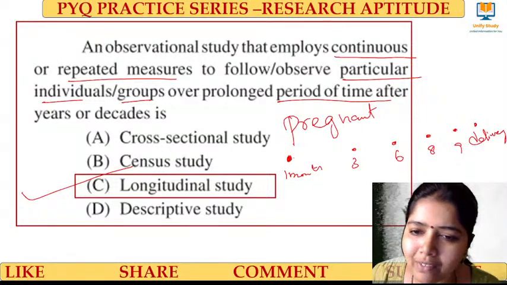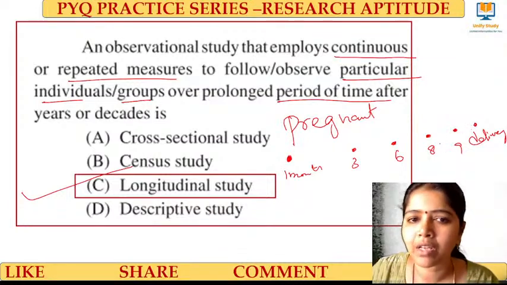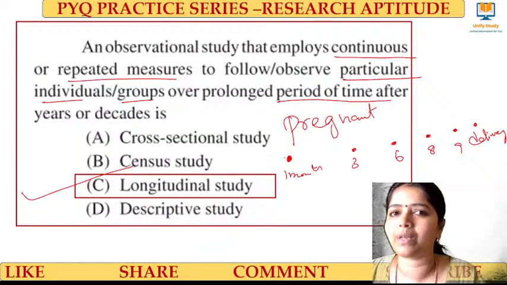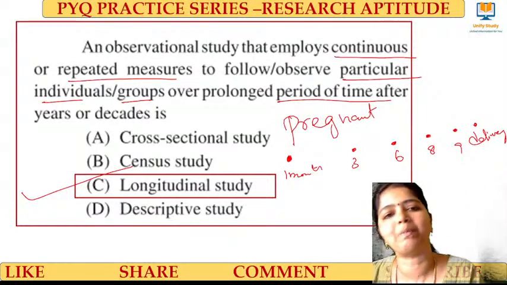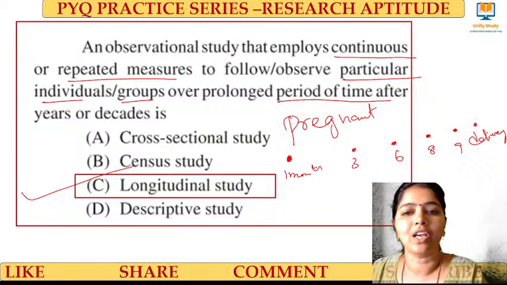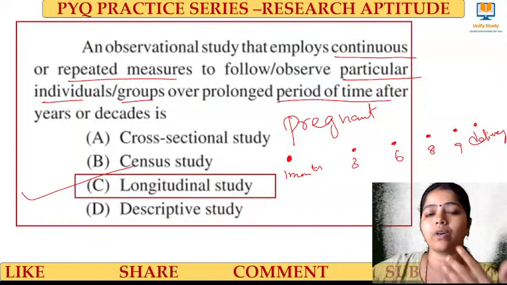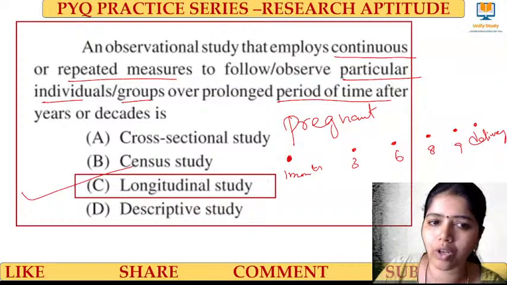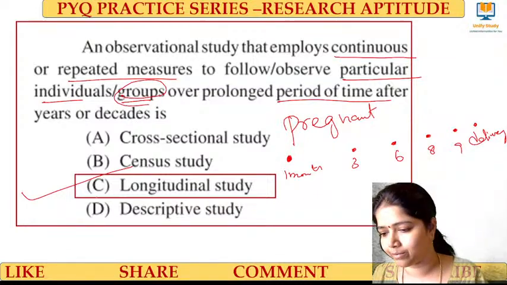So that woman will be monitored over a period of time, and repeated data will be taken. In the first month her BP will be checked, then the third month, sixth month, eighth month, and ninth month. So repeated measures will be taken over a period of time to observe that particular person. This can be an individual or also a group, and we call it a longitudinal study.